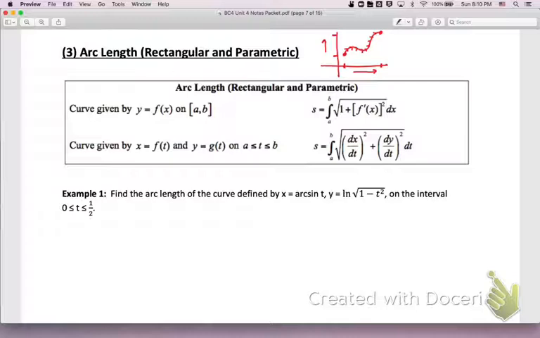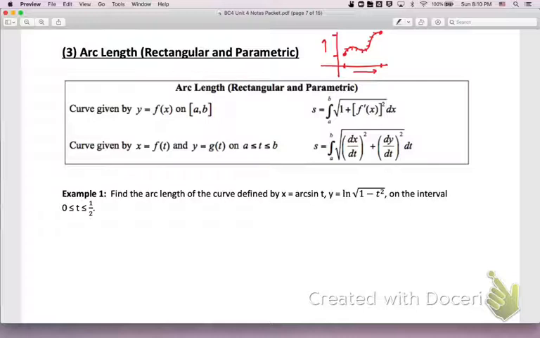Example 1 says find the arc length of the curve defined by x equals the arc sine of t and y is equal to the natural log of the square root of 1 minus t squared on the interval from 0 to 1/2. Now my first instinct when I see that natural log is to use my log properties to expand it out. And we may want to do that when we take our derivative. But again, we're going to use the calculator here.